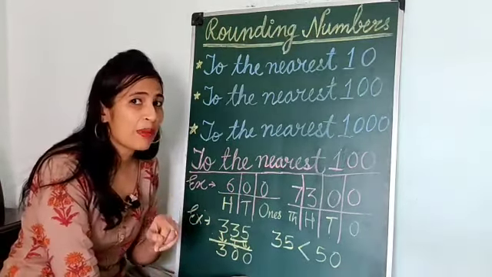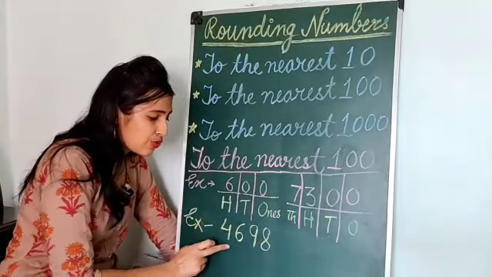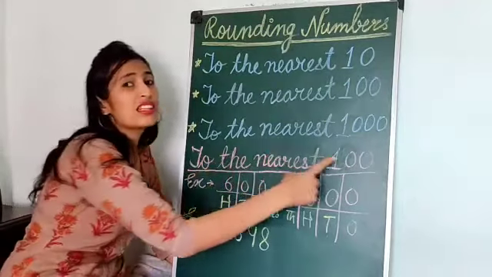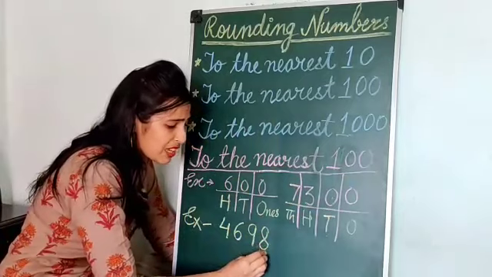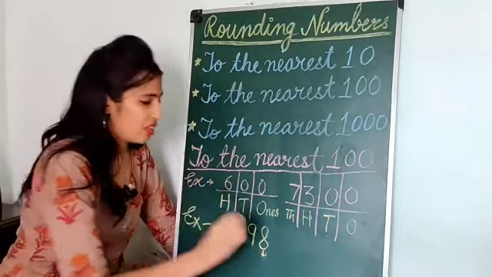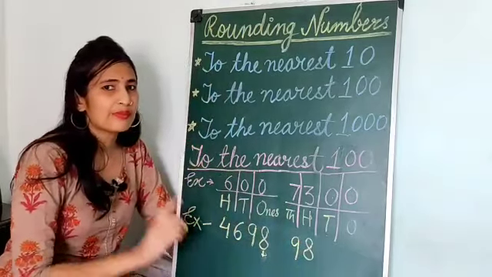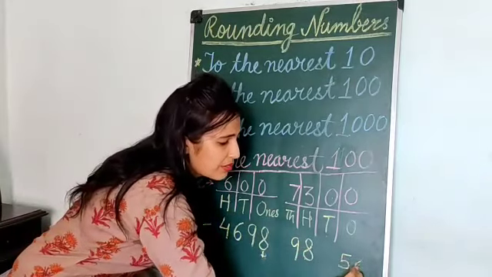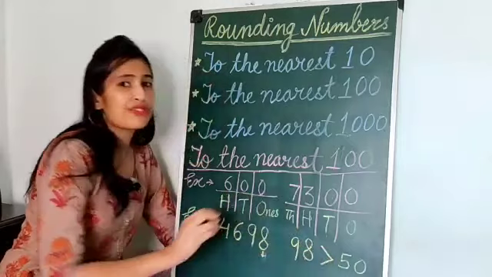Let's take an example of a 4-digit number. Here the number 4698, it is a 4-digit number. Let's round off this number to the nearest 100. So what will I do? I have to compare the ones place number and the tens place number to the number 50. The ones place and the tens place number is 98 and I have to compare this number to the number 50. 98 is greater than 50.